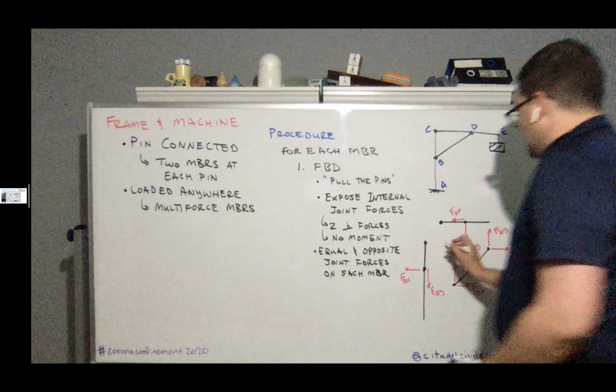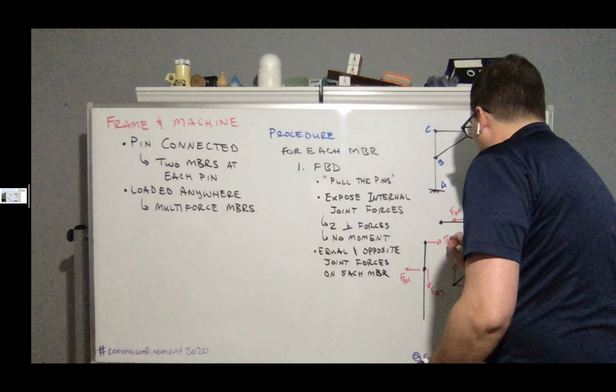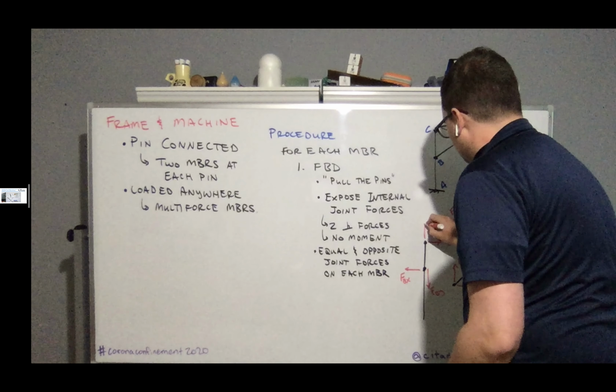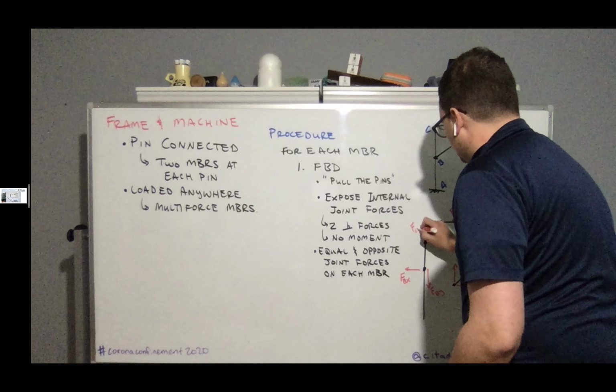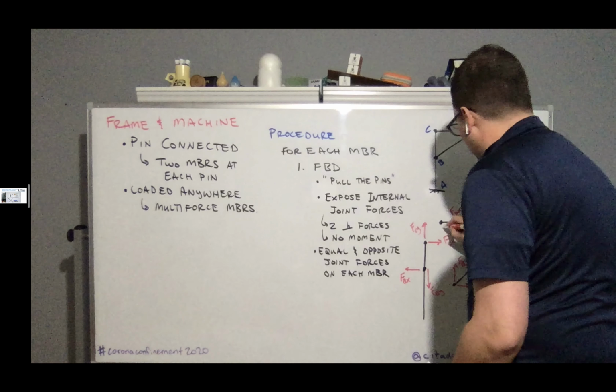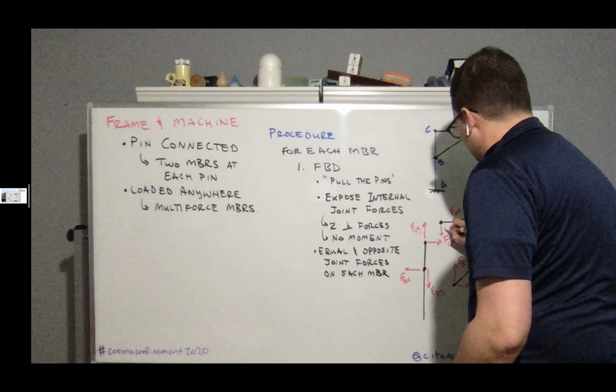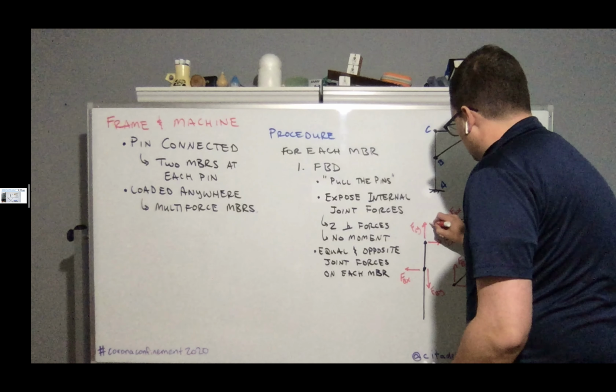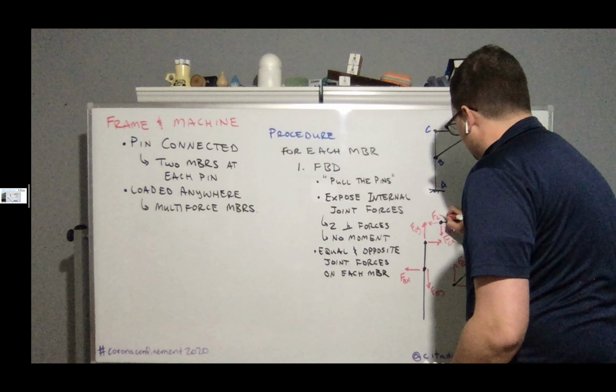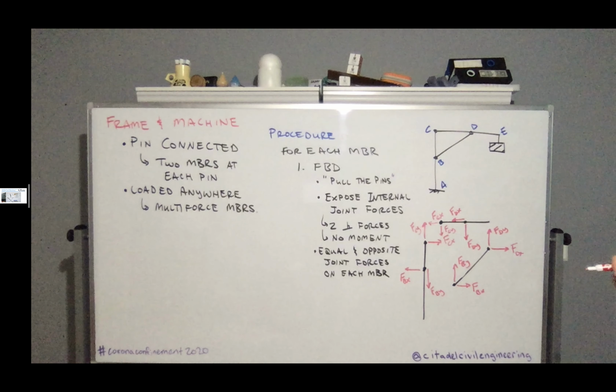So at this joint over here, I might have FCX and FCY. And then here, equal and opposite. So this is going to be FCY and FCX. What other forces do I need to put on here?